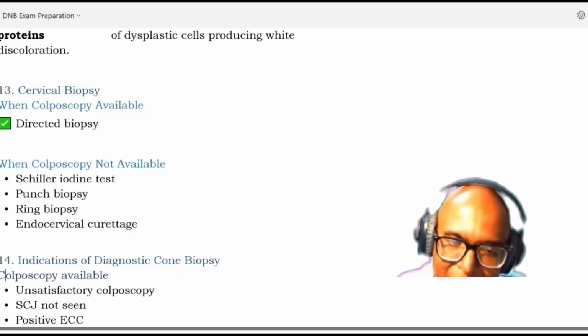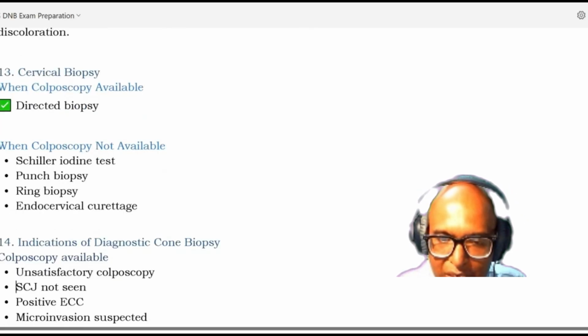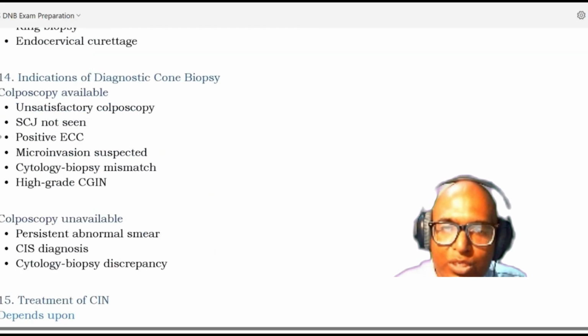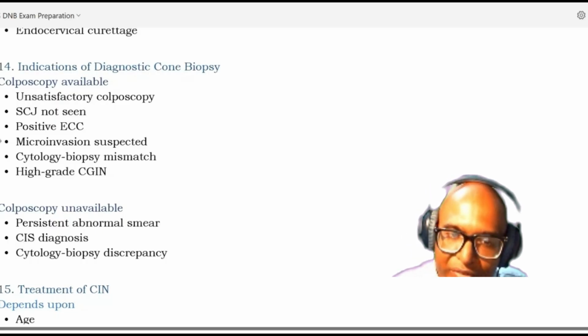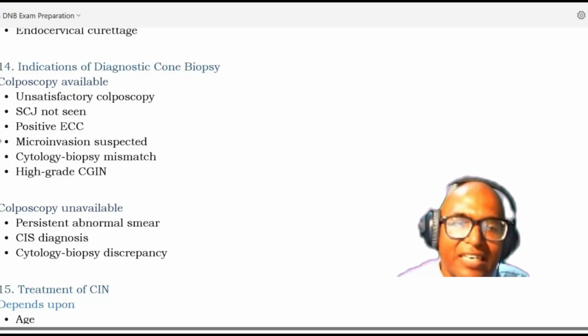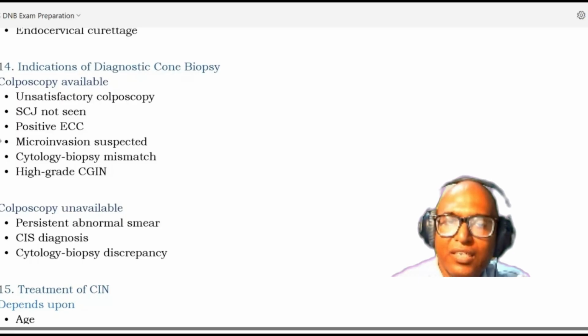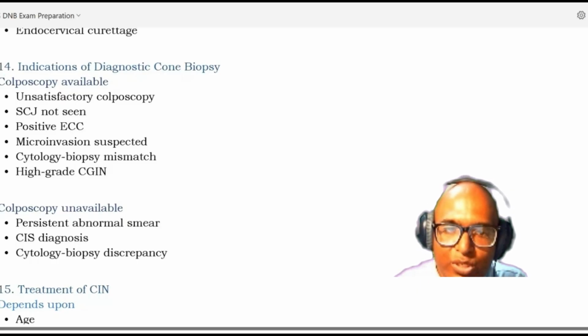You can do the punch biopsy from the abnormal area, or ring biopsy, or endocervical curettage. Okay, the indications of the diagnostic cone biopsy. What are the indications for the diagnostic cone biopsy? When colposcopy is available and the colposcopy is unsatisfactory, you cannot see the squamocolumnar junction. If there is a positive endocervical curettage, then microinvasion is suspected. Cytology and biopsy are not correlating, and if it is a high grade CGIN, glandular pathology, then you go for cone biopsy. So these are the indications for the diagnostic cone biopsy.